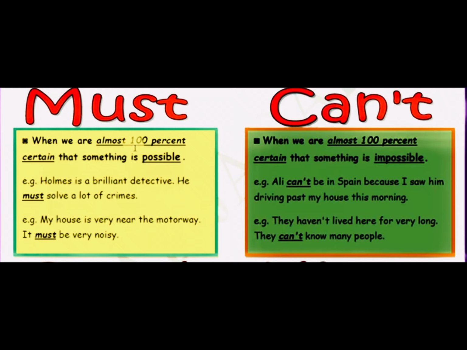Another example, my house is very near the motorway. It must be very noisy. Motorway means like highway, fast way. So when we say it must be very noisy, we're 90% sure that it's going to be noisy since it's near the highway.